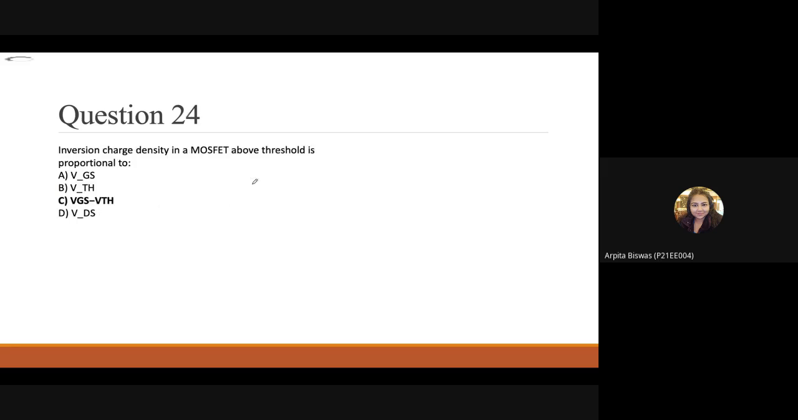This is question number 24. Inversion charge density in a MOSFET above the threshold is proportional to VGS, VTH, or VGS minus VTH, or VDS. So what is the right option? It is option C, the VGS minus VTH.